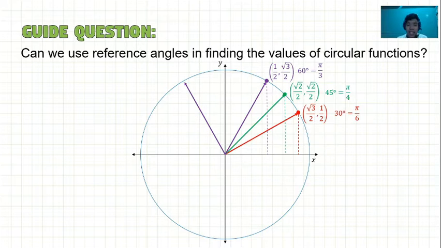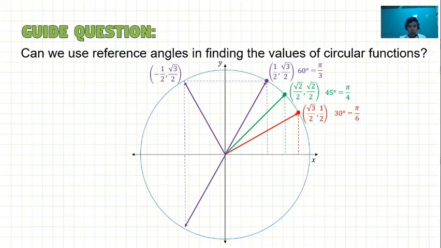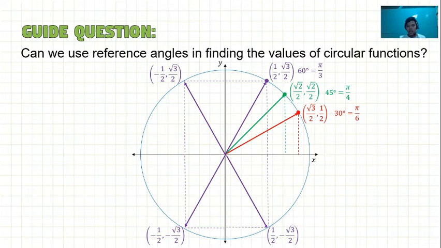So, as you can see, reflection ulit siya. Okay? So, therefore, yung sign na naman yung mag-change. Ito, reflection ulit. So, we have this. And this one, reflection ulit. So as you can see, the same values but nag-change lang yung ating signs ng mga coordinates. Okay? So that's it. So therefore, can we use reference angle in finding the values of circular functions?